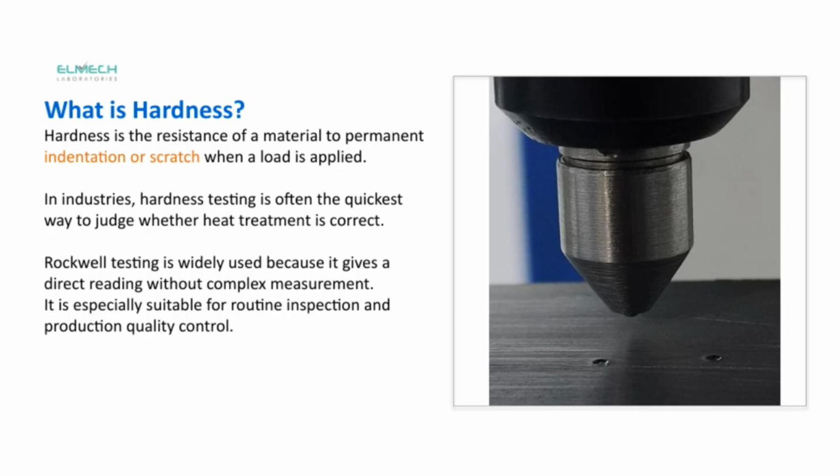One of the most common methods we use is the Rockwell test. It's popular because it provides a direct reading, no need for complex measurements or calculations. This makes it especially useful for routine inspections and quality control in production environments. So, by checking hardness, we can ensure that parts meet the necessary standards efficiently and reliably.